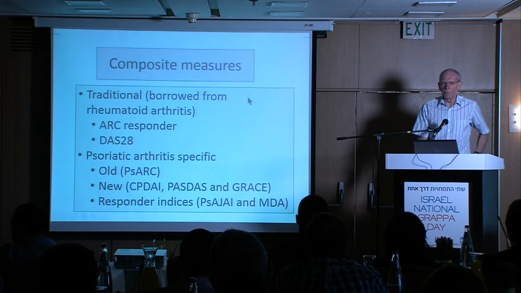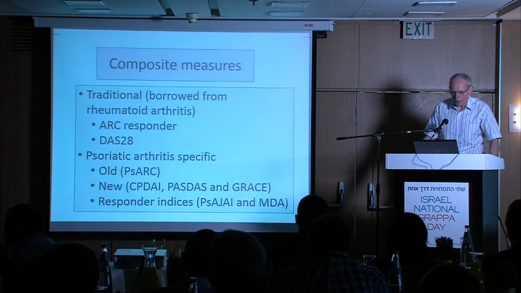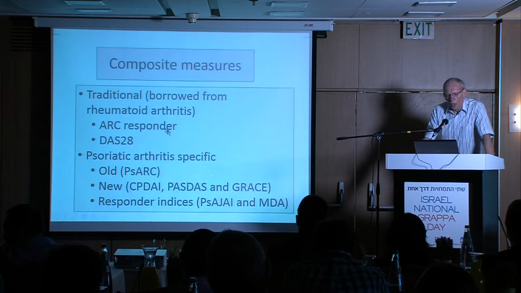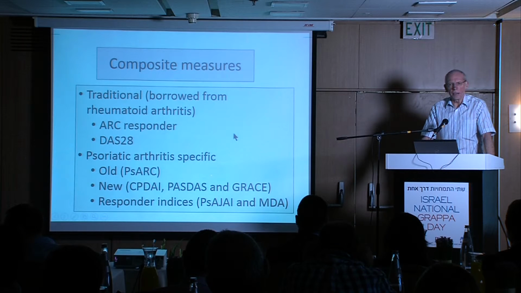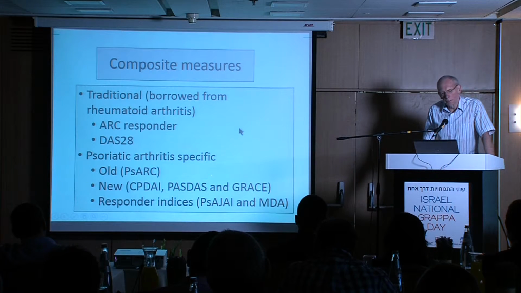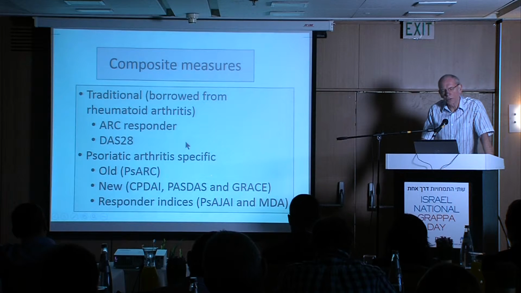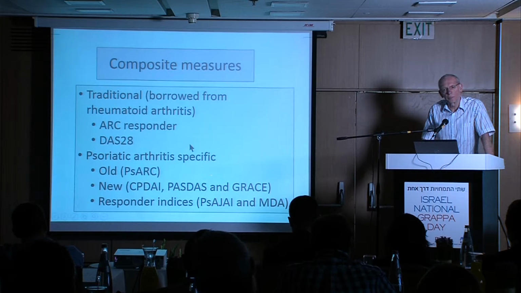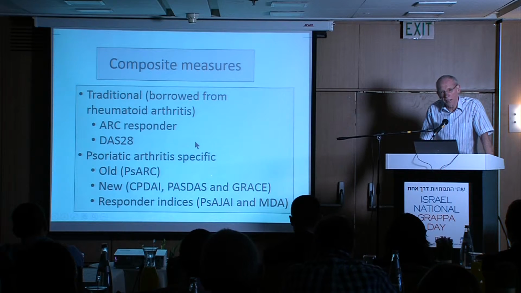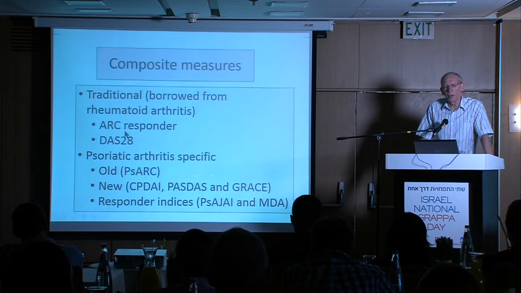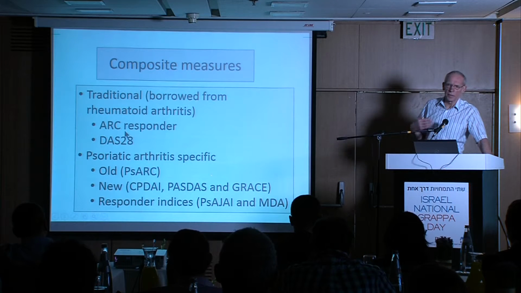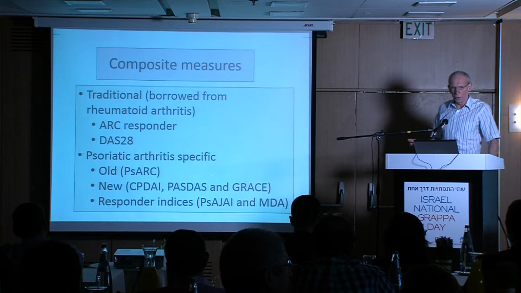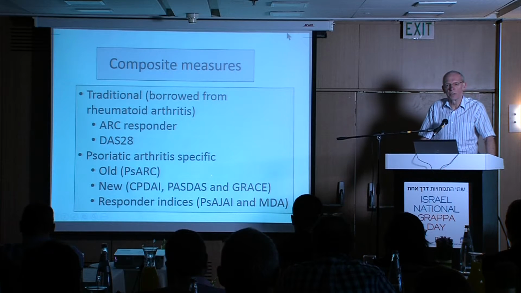So let's move on now to the composite measures. And a bit like with the skin, everyone in clinical trials uses the PASI, but nobody likes it. And everyone in clinical trials for joints uses the ACR responder index, and nobody likes it. And again, it's partly historical, and it's partly the way that it's been mandated going forward by health regulation authorities.